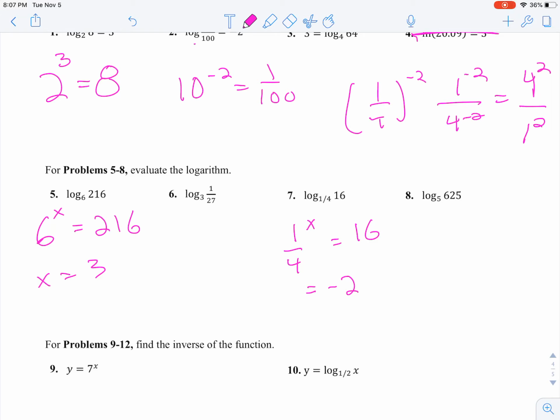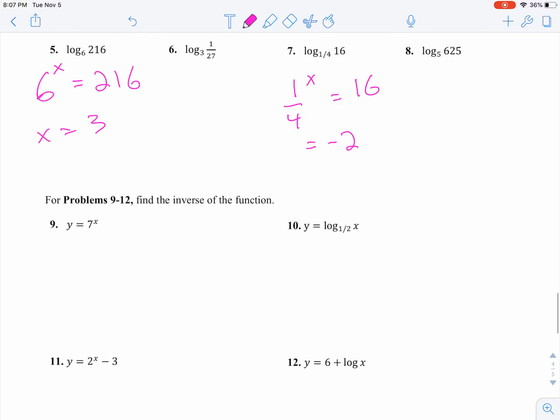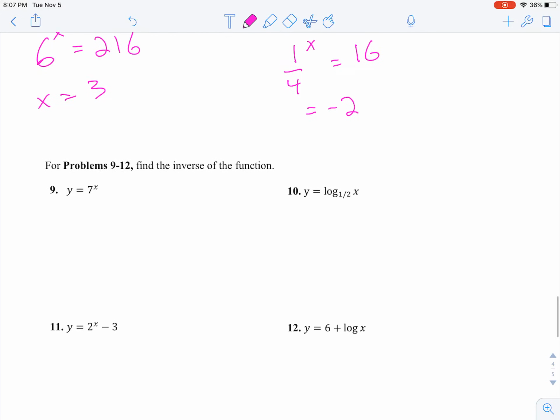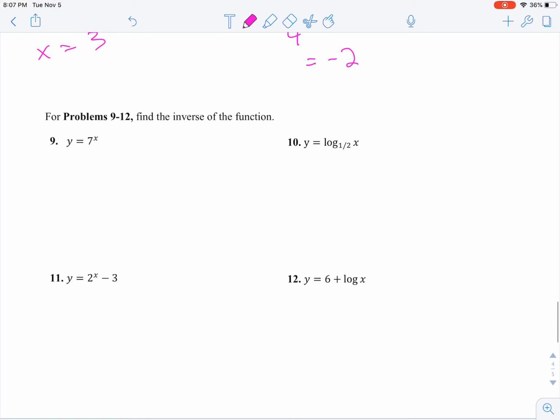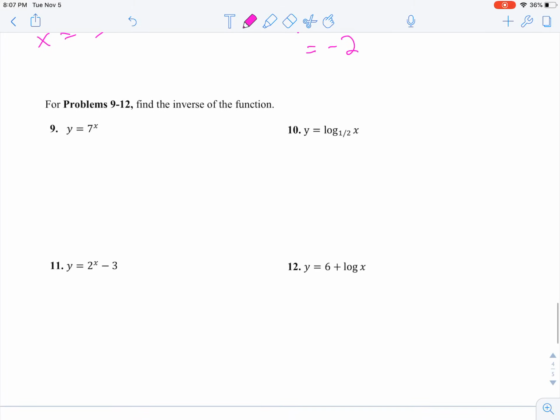All right. So this one is evaluate the logarithm. Yeah, we got it. Okay. 8 is super easy. We're not going to worry about that. Find the inverse of the function. 9 is easy. Once you see me do one, that's a little more difficult.